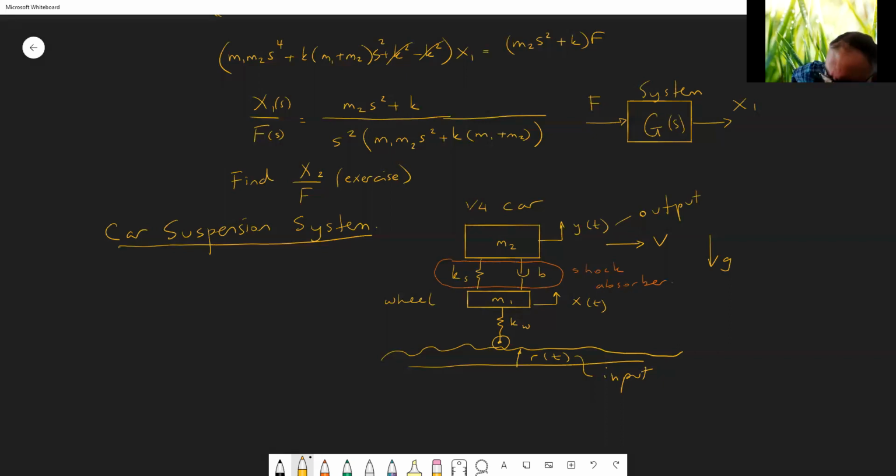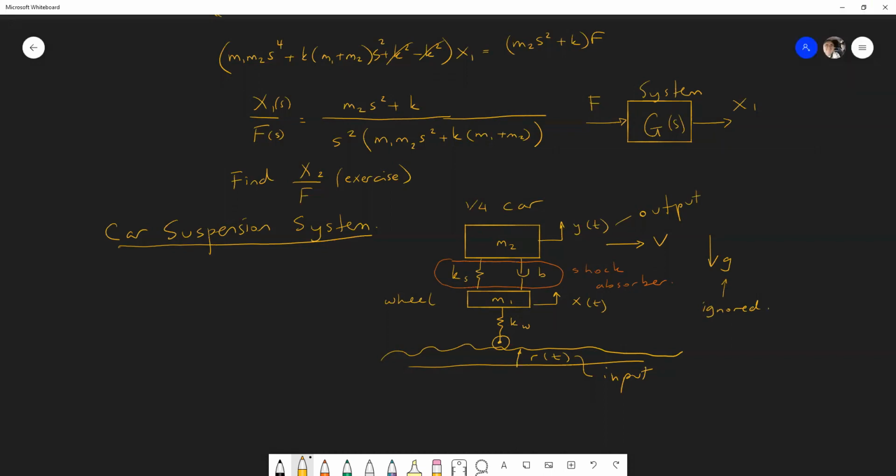If you have taken 301, you remember that we kind of neglect gravity and assume that the static deflection of the springs takes care of it. So gravity will be ignored here for our purposes.